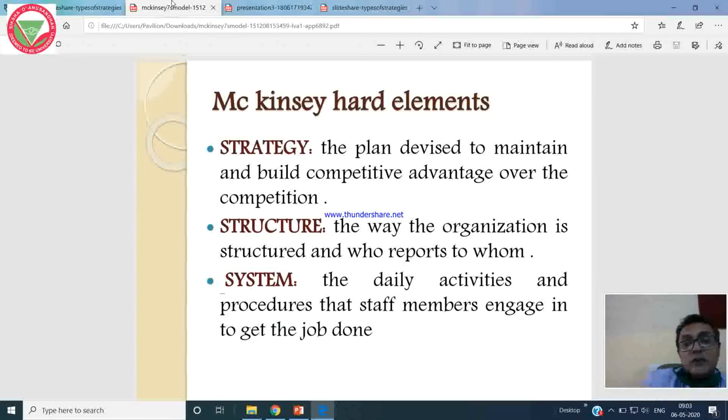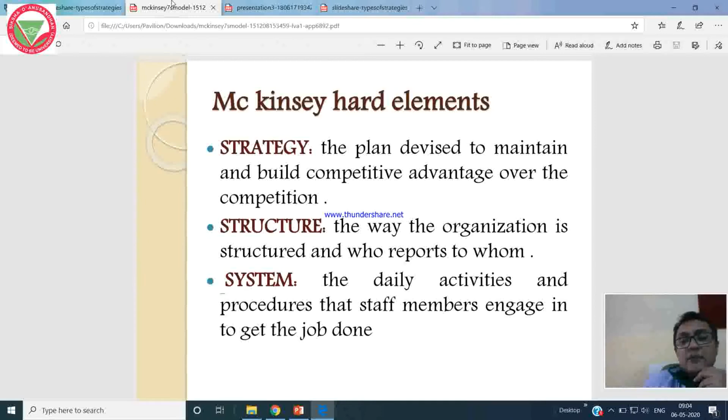So we'll be going after the elements one after another. Now coming to the hard elements. Within hard elements, the first one may be derived as the strategy. As we know, strategy is nothing but the plan devised to maintain and build competitive advantage over the competition. We will be discussing this competitive advantage.